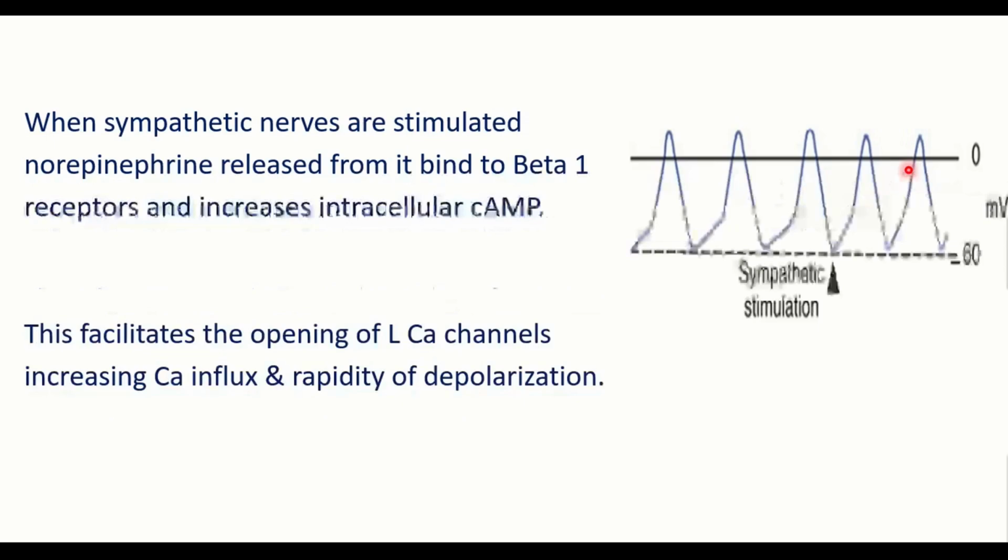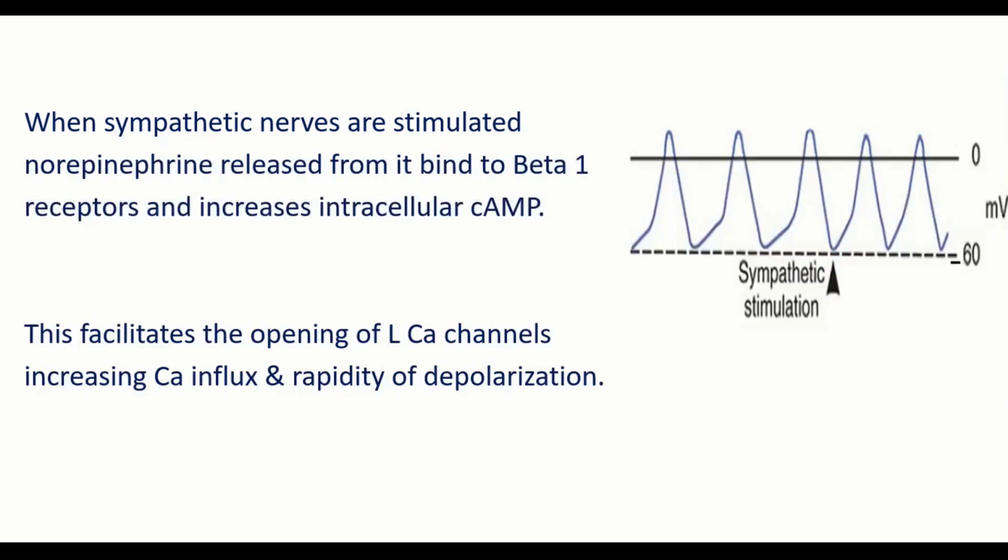When there is stimulation of sympathetic nerves, the neurotransmitter norepinephrine released from it will bind to beta-1 receptors and increase the intracellular cyclic AMP. This facilitates the opening of the L-type calcium channel, increasing the calcium influx and leading to depolarization. So you can see this is the normal slope of the pre-potential, and when there is sympathetic stimulation, the slope of the pre-potential is increased.